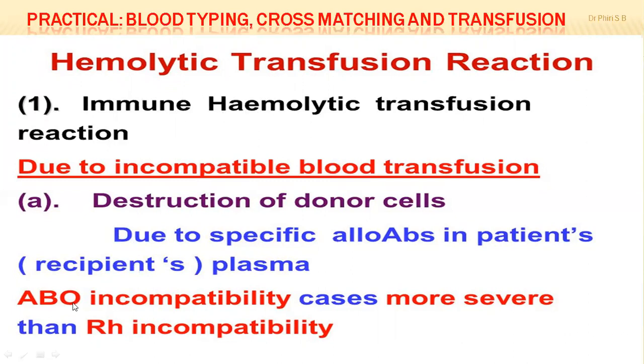So ABO incompatibility cases are more severe than the rhesus factor incompatibility. Because the ABO is more severe, you don't want to miss out on this one when it comes to typing. You don't want to give the wrong blood to a patient because a severe hemolytic reaction will take place. And later on, you also need to look at the rhesus incompatibility as well.